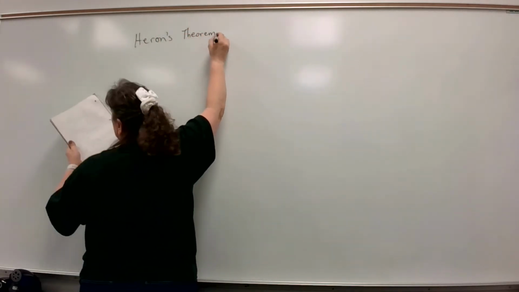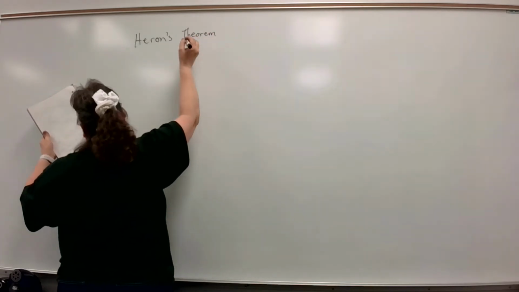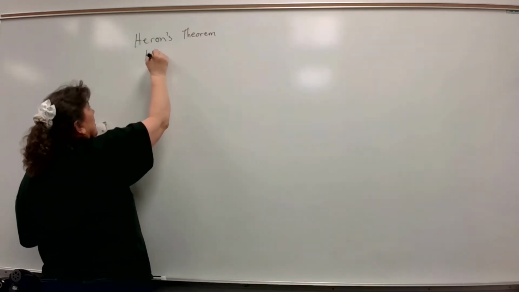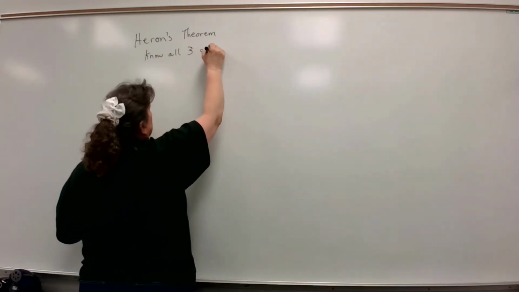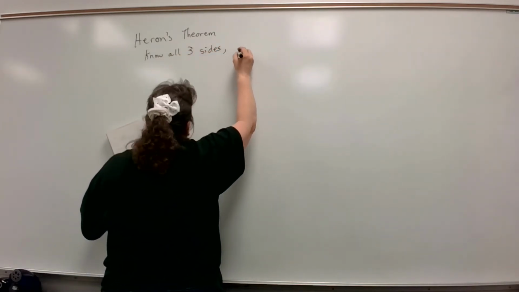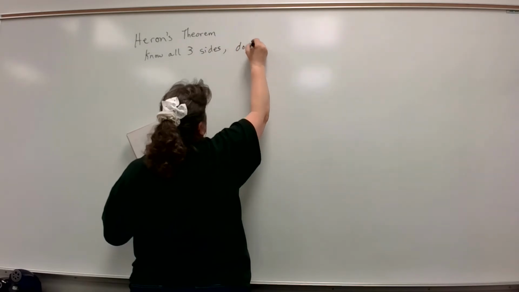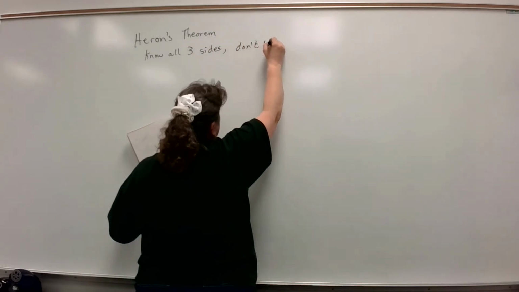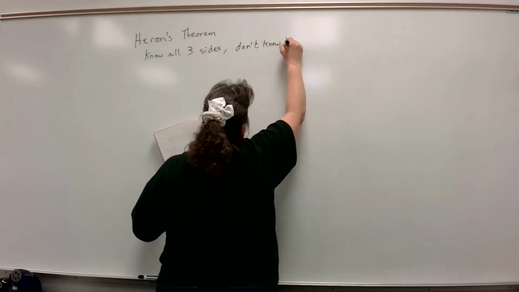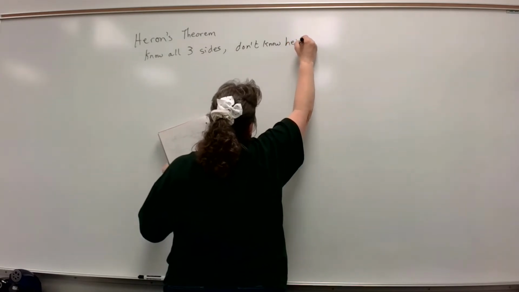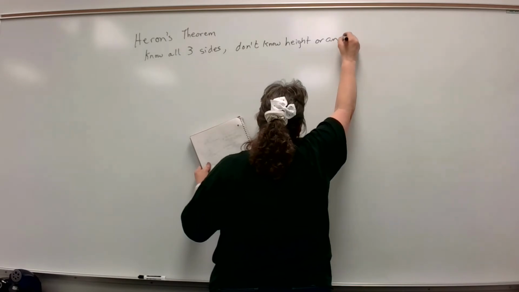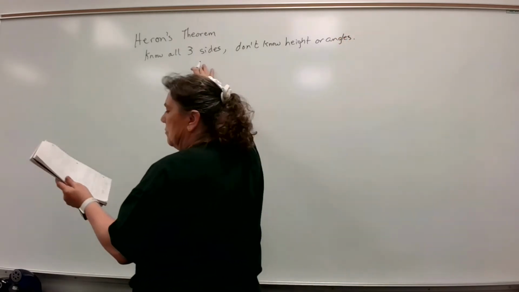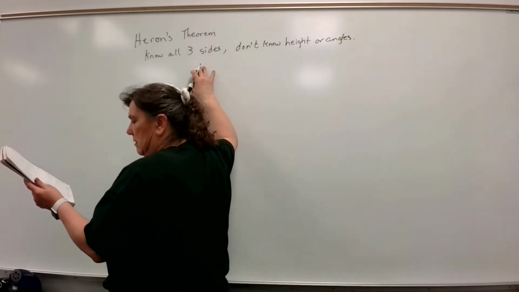And it gives us a formula. Know all 3 sides. Don't know height or angles. Okay, so that's what we need to know. We need to know the 3 sides of the triangle.